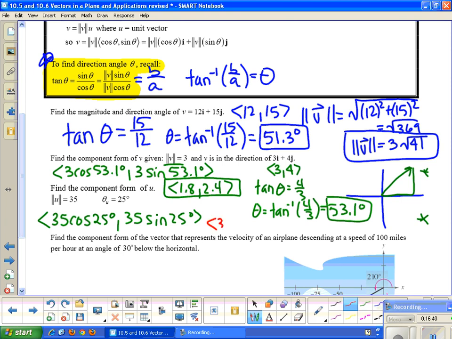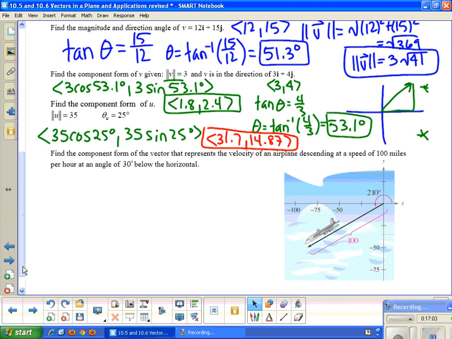So when you do that, you get 31.7, comma, 14.87, and of course you can always check to make sure this makes sense. We're going to the right 31.7, so horizontal distance, and then a vertical distance of 14, which makes sense if the direction angle is at 25 degrees. All right, so let's do some application of these problems.